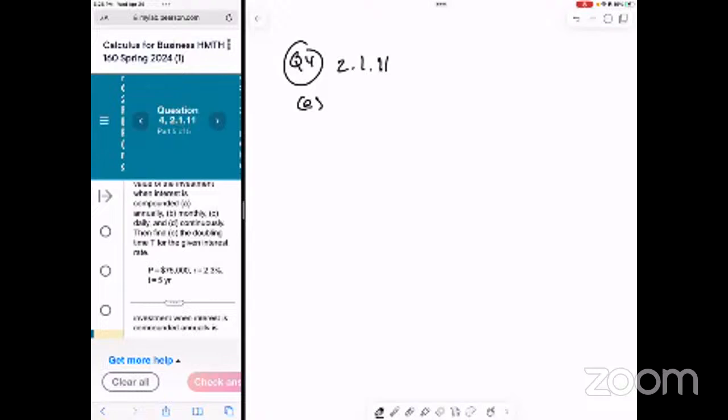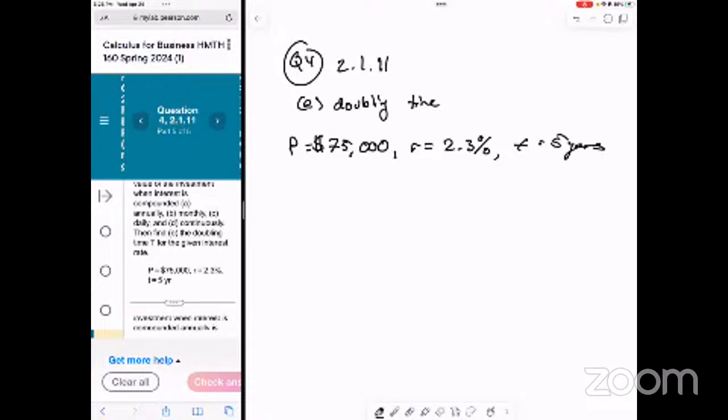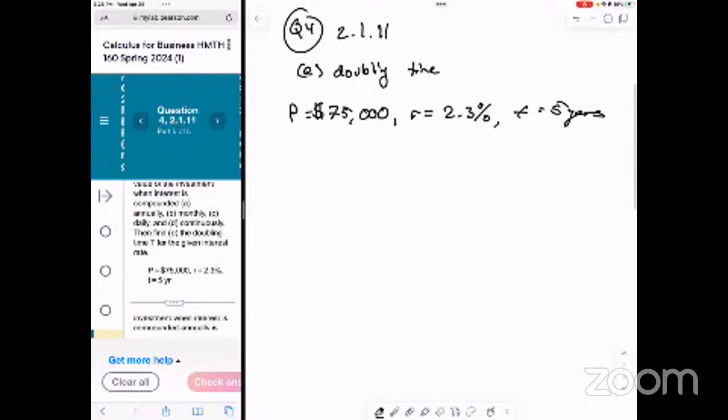Right. The principal that's given is 75,000. The rate is 2.3%, and the time is 5 years. We want the doubling time, right? So we wanted to go from P and finish with 2P, right? So let me see. I think we use PERT for that one. Okay. So then P E to the R T. And if we're starting with P, we want to finish with 2P. I think this will get it, right?